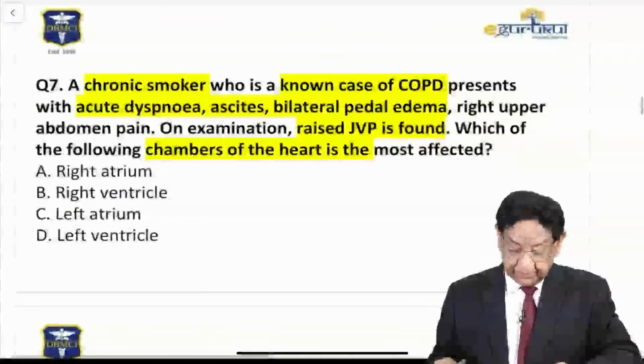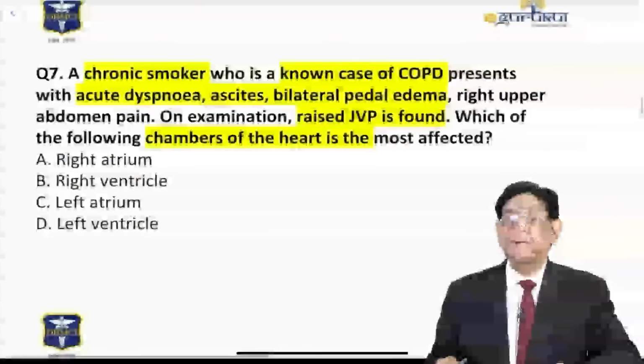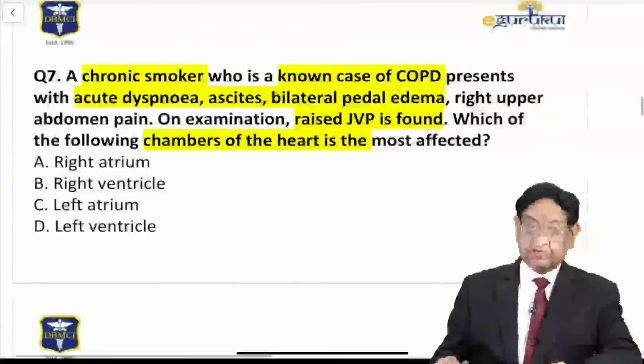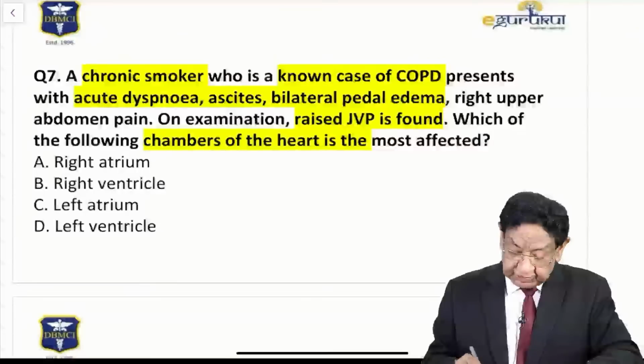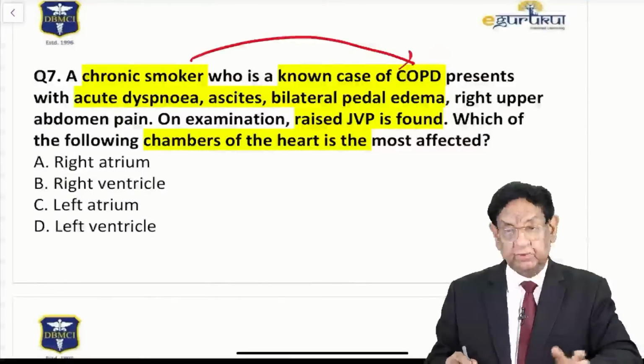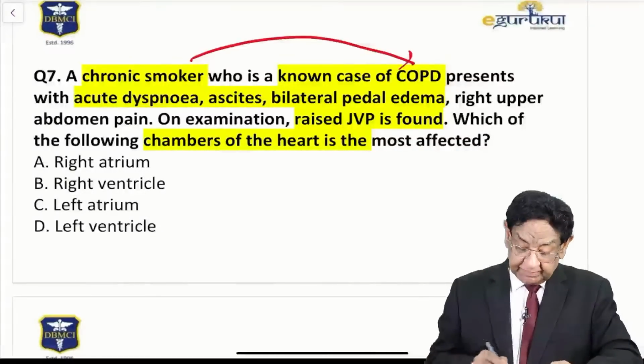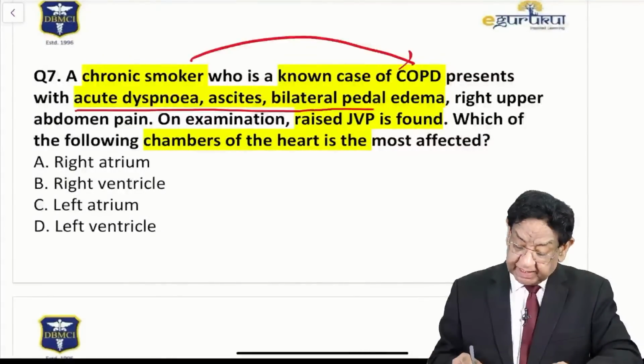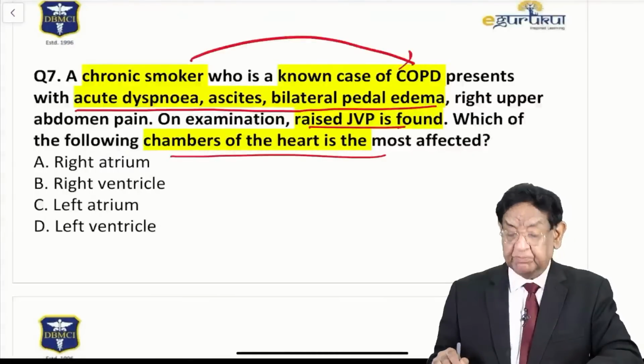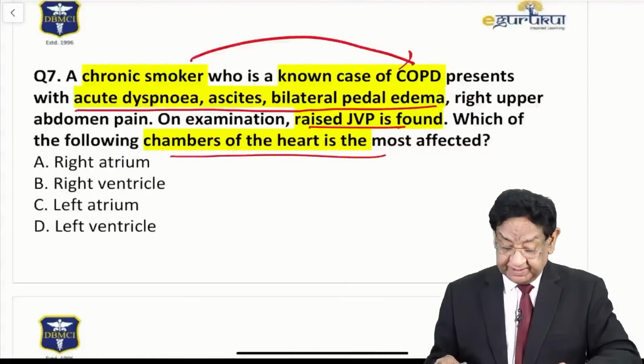Next question, number 7. A chronic smoker who is a known case of COPD, so it is justified why he is a smoker, presents with acute dyspnea, ascites, bilateral pedal edema, and raised JVP. Which chamber of the heart is most likely affected?